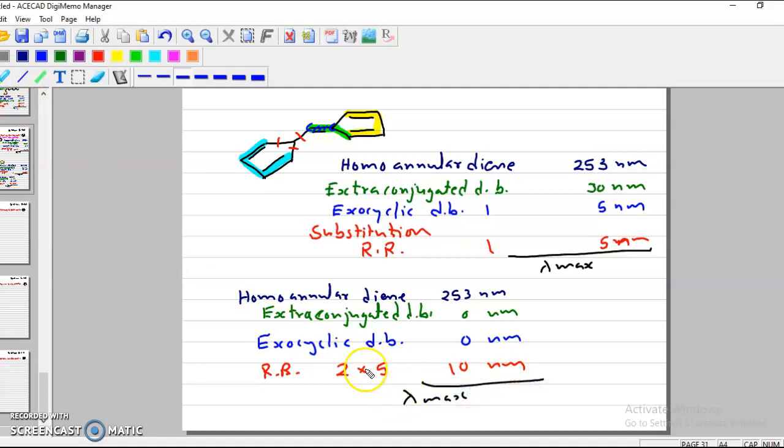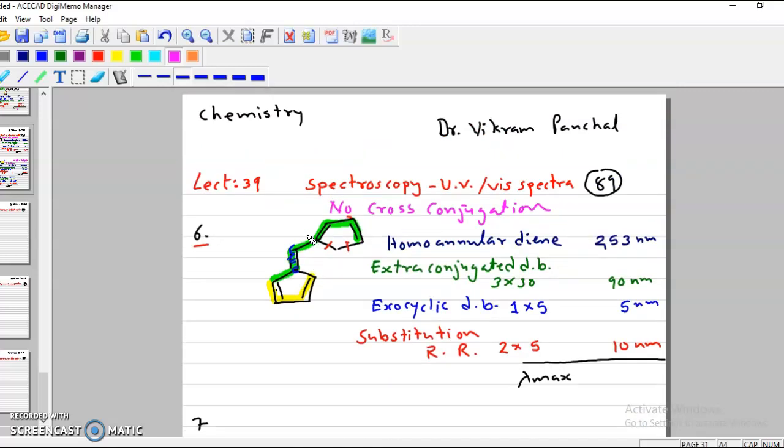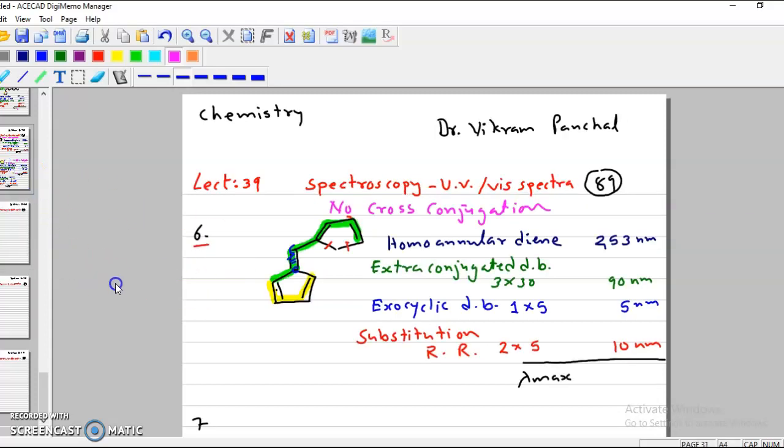Remember, these two are totally different systems. So this is for the A system and this is the B system. But they are not in cross conjugation. So there is no cross conjugation even in this case. No cross conjugation, but there are two different systems, so we'll have to consider both. Okay. Next one will be, sorry, I'll have to see the number.